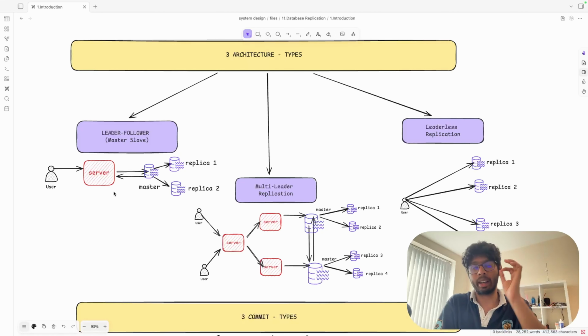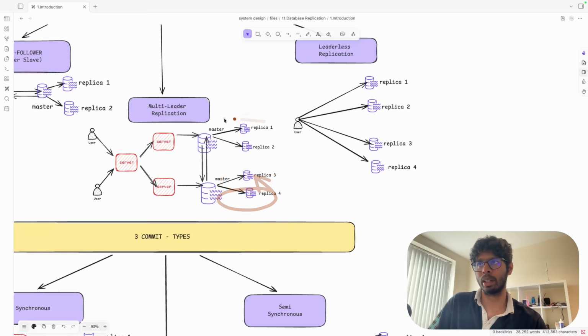Secondly, we have multi-leader. In multi-leader, we are going to have multiple masters, and these masters are connected with their own replicas. For example, this is our New York server, or this is our India server, and we have the India replicas in India, and the replicas in New York, and these masters are also syncing with each other. There are some protocols that we are going to study when we deep dive into multi-leader replication, about how these masters are going to stay in sync. We'll study that.